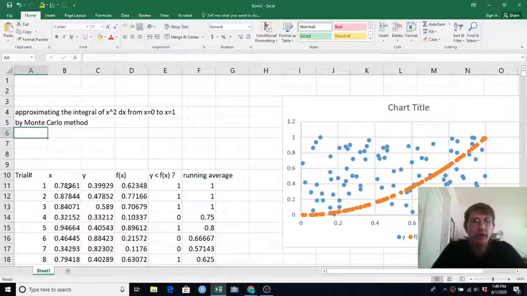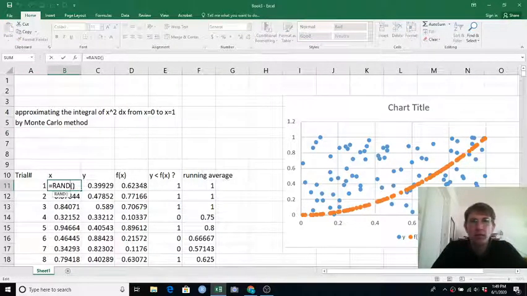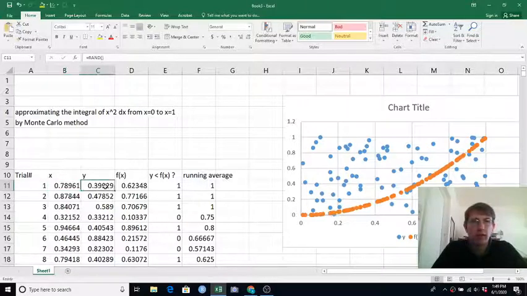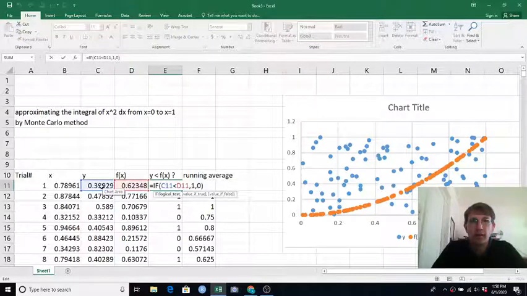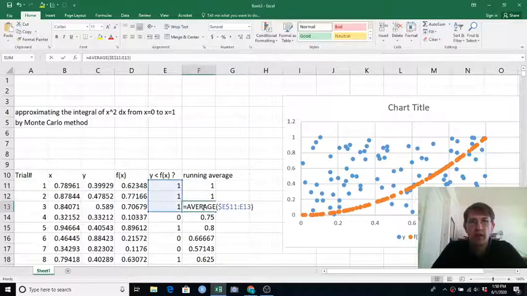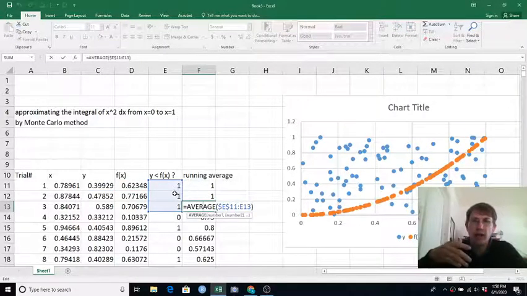So here I've got a random number between 0 and 1, so that's a random x coordinate. I've got a random number between 0 and 1, that's a random y coordinate. Here I'm computing the value of f of x, and then just saying, is my y value here less than the associated value of f of x? If it is, give me a 1, otherwise give me a 0. And then we're saying take the average of these so far. If you take the average of things that are zeros and ones, that's basically taking the proportion of them that are ones, or counting all the ones and then dividing by the total number of things you've tried.